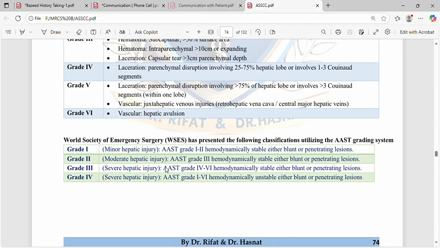So they are comparing them with each other. Grade 1 in the World Society of Emergency Surgery is a minor hepatic injury, 2 is a moderate hepatic injury, and 3 is a severe hepatic injury. Grade 4 to 6 of AAST, stable, is severe hepatic injury. Grade 1 to 6 hemodynamically unstable. So in the other there can be stable, and grade 4 will be severe hepatic injury, and it will include the unstable injuries.